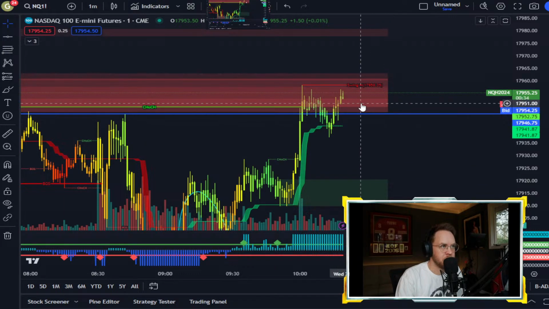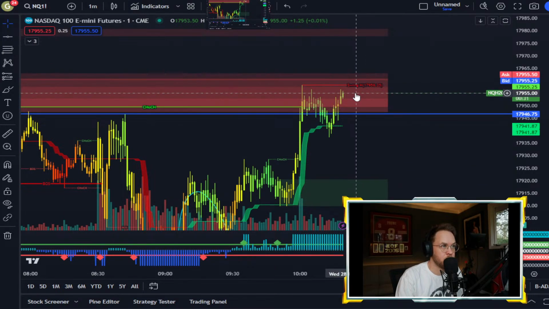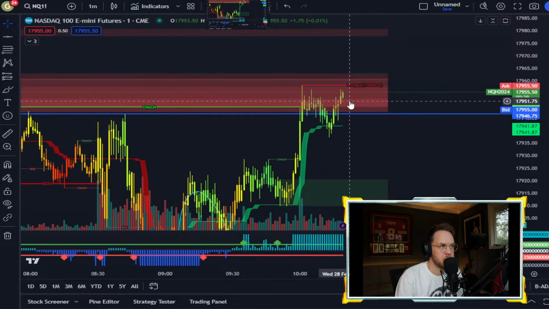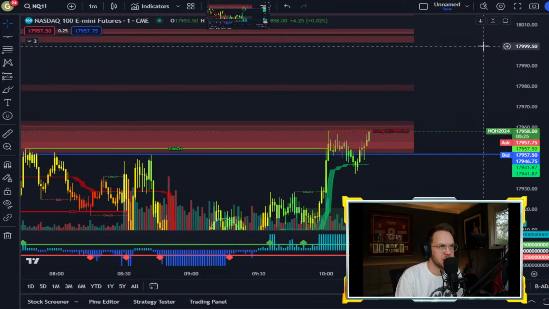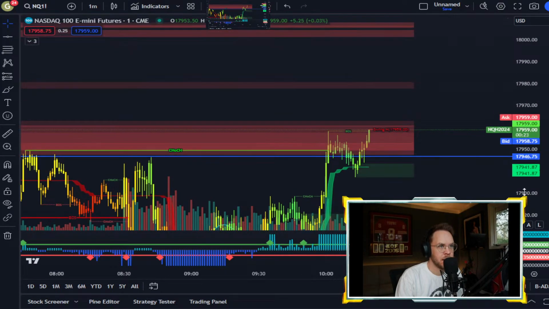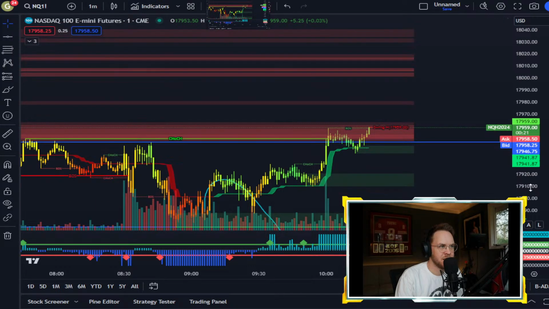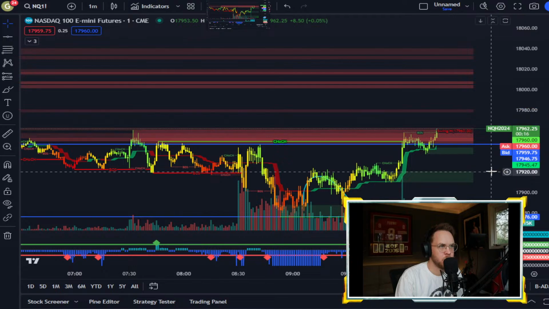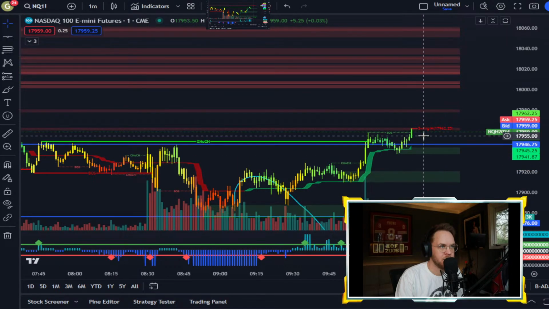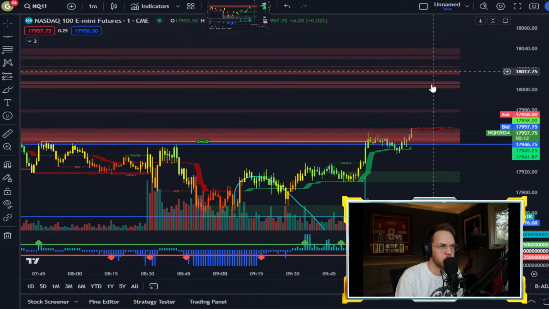If the buyers can really take control right in this range here, we are going to fly up, probably all the way up towards the 18,000s today. Which isn't actually that much of a move. We're only 40 points away from that right now. Yeah, if the buyers take over right here, we're going to the moon.